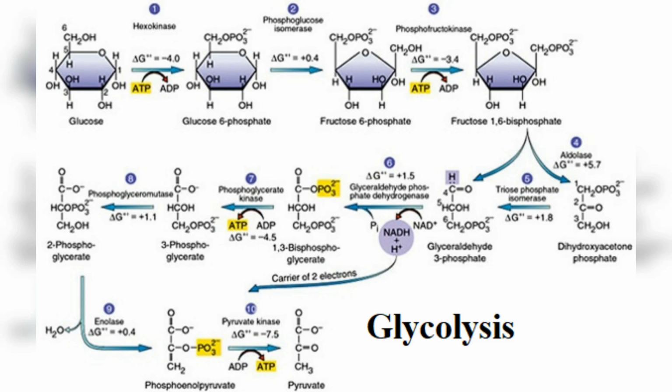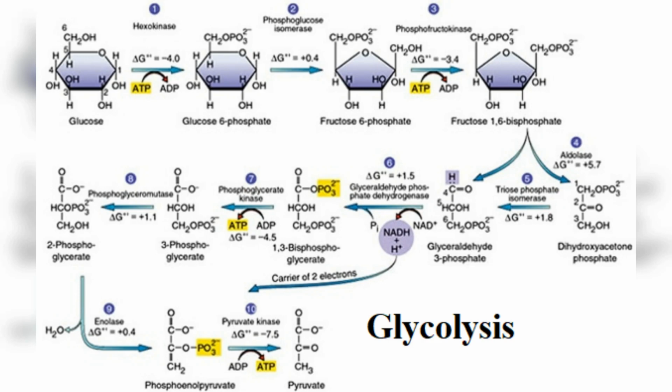The next step is the conversion of 1,3-bisphosphoglycerate into 3-phosphoglycerate by the enzyme phosphoglycerate kinase, which transfers a phosphate group from 1,3-bisphosphoglycerate to ADP, producing ATP. This reaction produces 2 molecules of ATP per molecule of glyceraldehyde 3-phosphate.